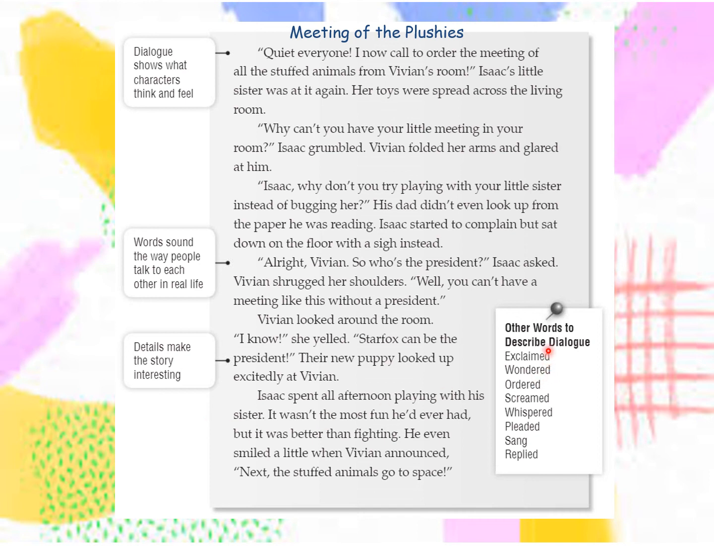And also, here's a tip. There are other words to describe dialogue. You don't just always say, the character said, the character replied, the character told the other character. There are verbs that we can use so that we can describe that a dialogue is happening in our story. Like, for example, exclaimed for strong emotions, wondered if the character is asking a question or is not sure about something, ordered, screamed, whispered, pleaded, sang, and replied.